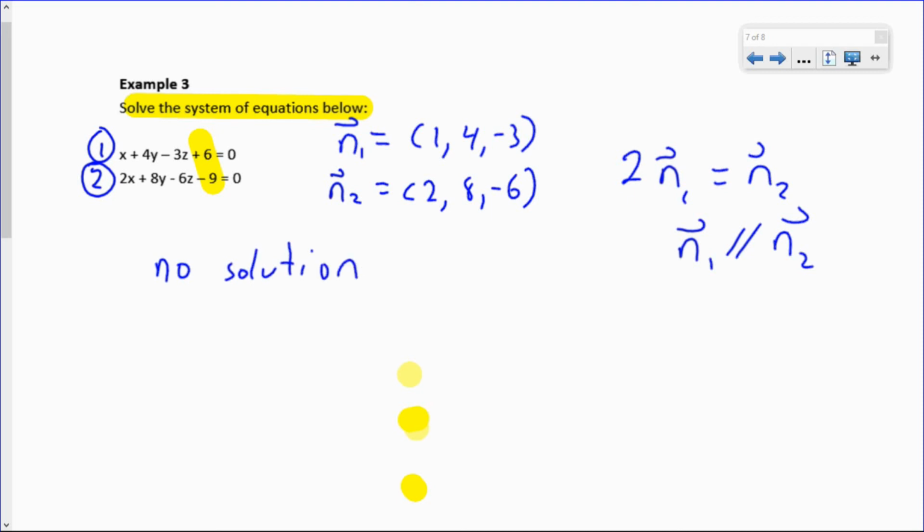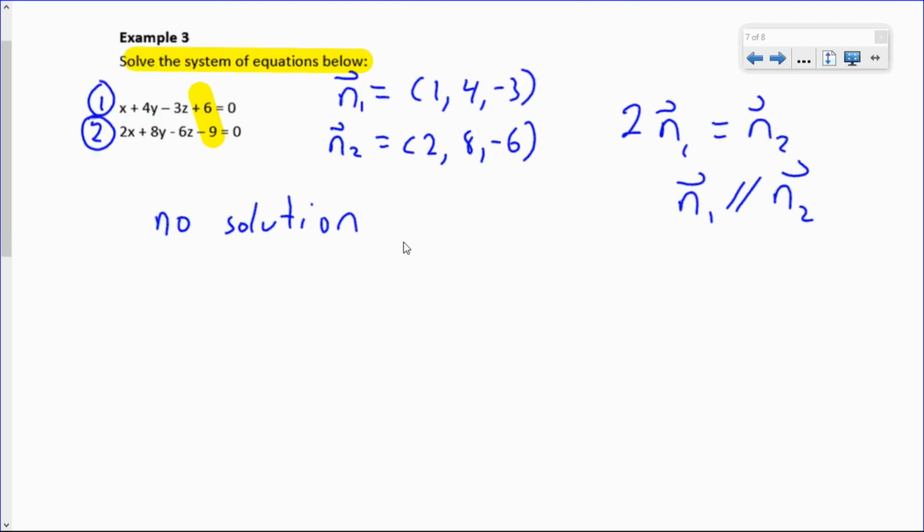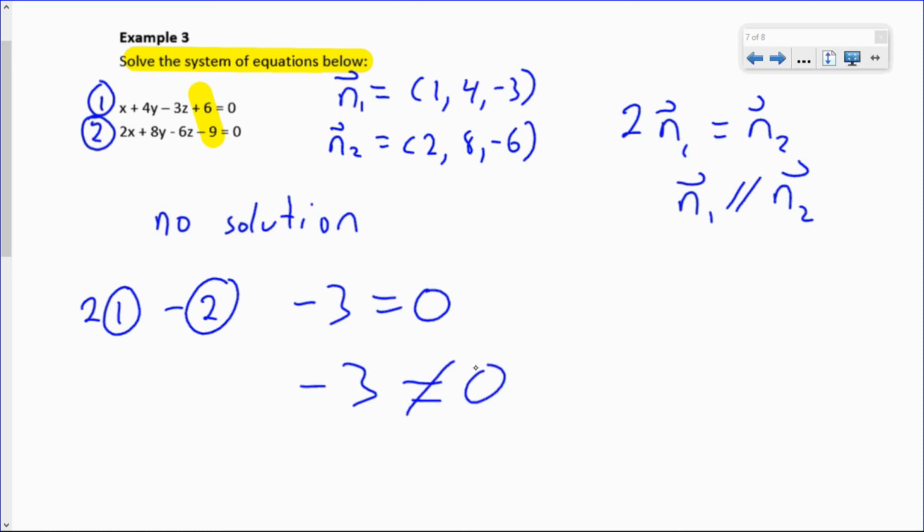Now, algebraically, I should be able to show that as well. I could try to solve using elimination. I could take 2 times equation 1, and I could subtract equation 2, as if I'm trying to eliminate the x's. And I would eliminate the x's. In fact, it would eliminate the y's as well. In fact, it would eliminate the z's. But it would not eliminate the numbers here. You would have 12 take away 9, which is the equation, negative 3 equals 0, which is obviously baloney. So we know there's no solution.